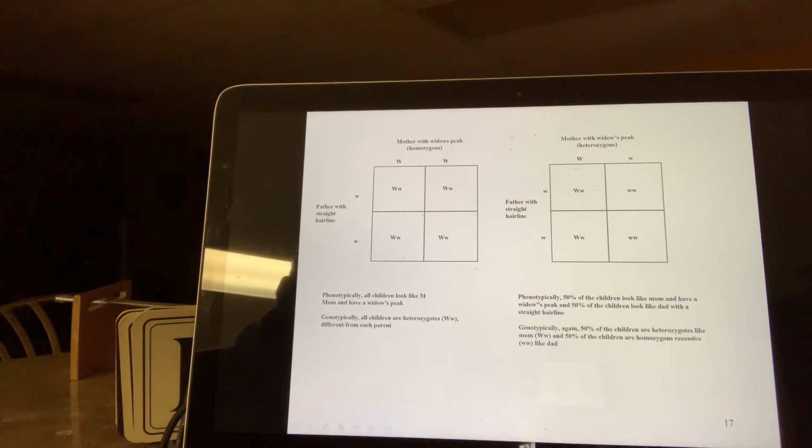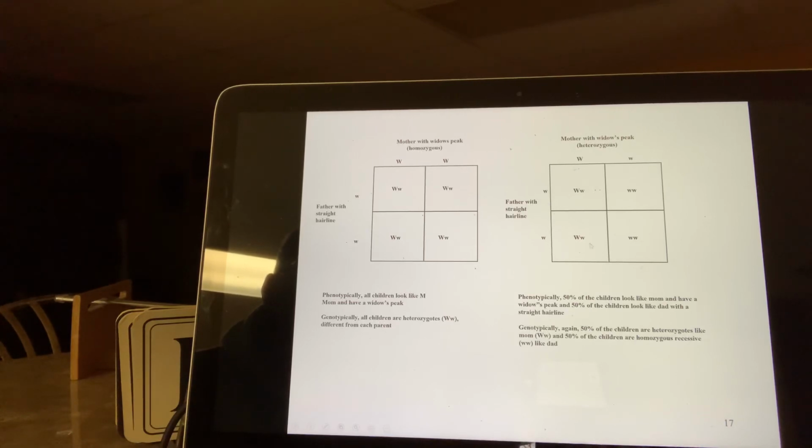Different example. Now the mother has a widow's peak, just like she did there, but this time she's heterozygous for that widow's peak. What does that mean? That means her 2 alleles are big W, little w. So this is a woman with a widow's peak who, again, has children with a man who has a straight hairline. He has little w, little w. So now you have big W, little w, and little w, little w. You fill in the boxes and you end up with big W, little w here, big W, little w here, and then 2 little w, little w's here.